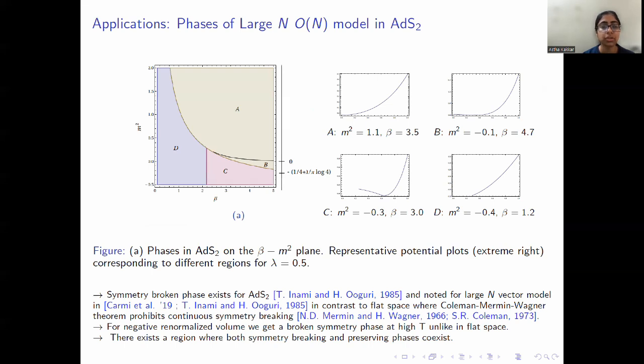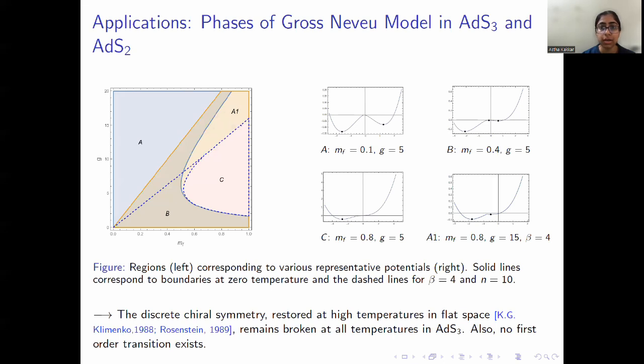For example, one major finding of ours in AdS2 was the existence of a symmetry breaking phase, which, in contrast to flat space, occurs in AdS. Also, we get a region where both the symmetry breaking and symmetry preserving phases coexist. The next story we have is of the Gross-Neveu model. So for example, here the discrete chiral symmetry, which is restored at high temperatures in flat space, remains broken at all temperatures in AdS3.